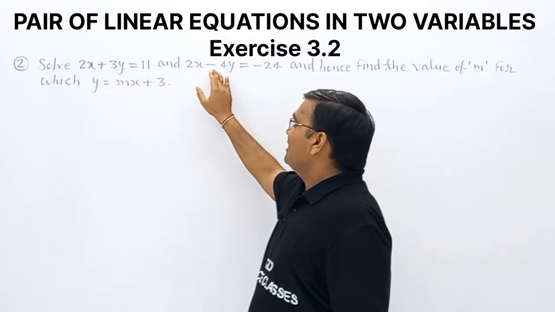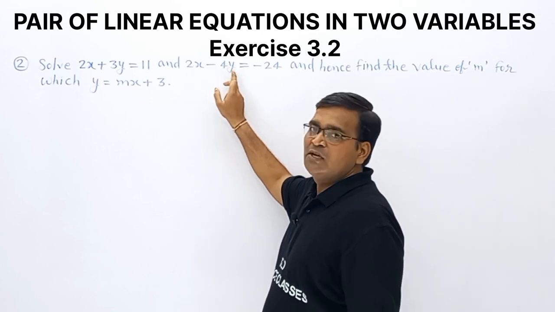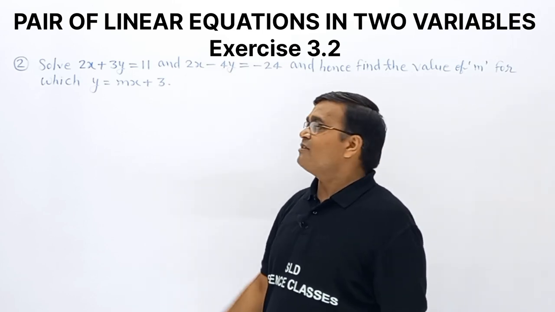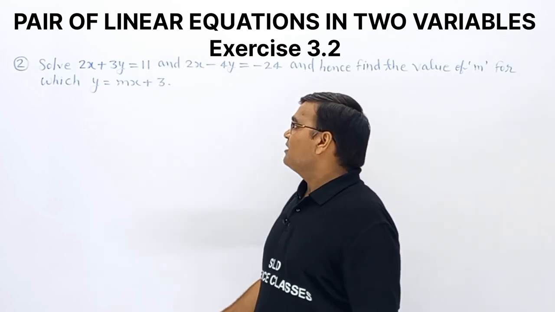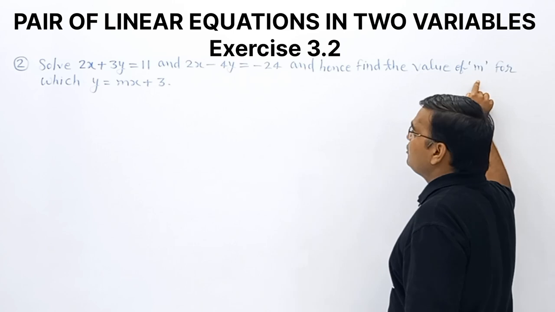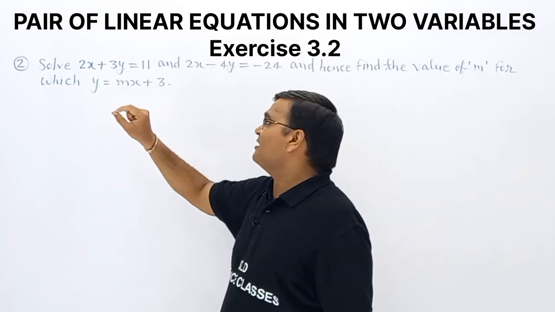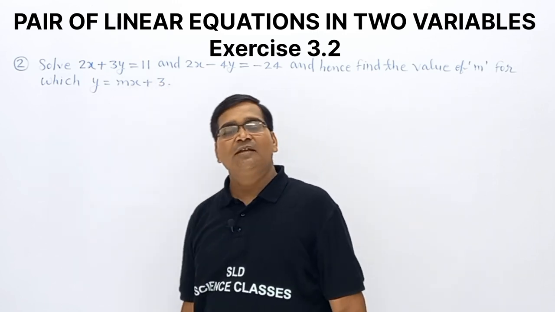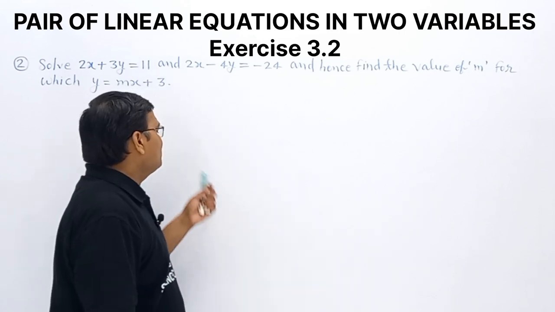We are having two linear equations in two variables. It means we have two variables x and y. We want the values of x and y. So by using the substitution method, first we will find the values of x and y. Then what do we want? Find the value of m. These values of x and y, we will put in this equation and solve for m. Then we can obtain the value of m. This will be the process for this question.